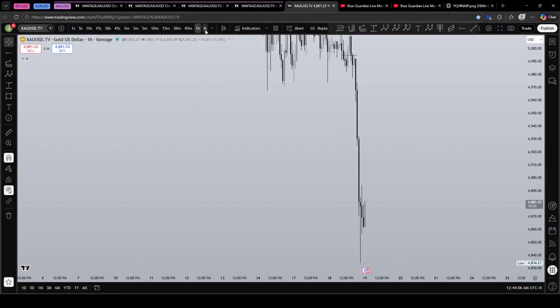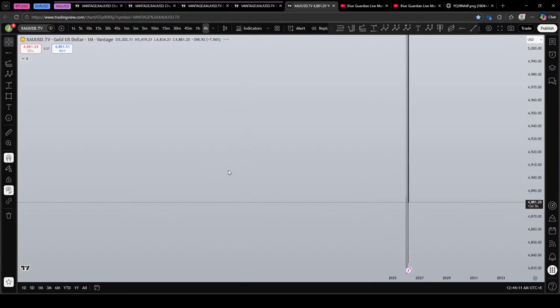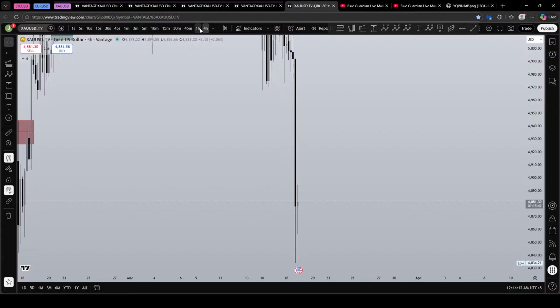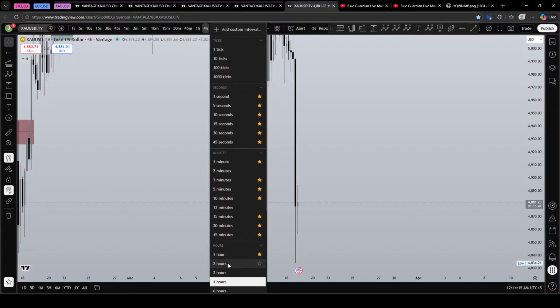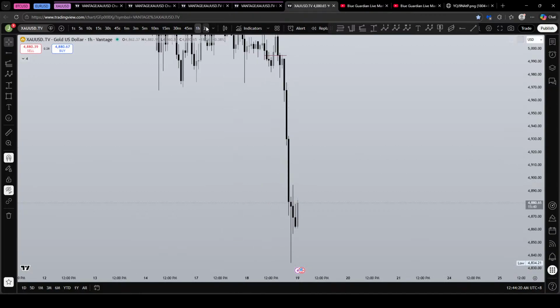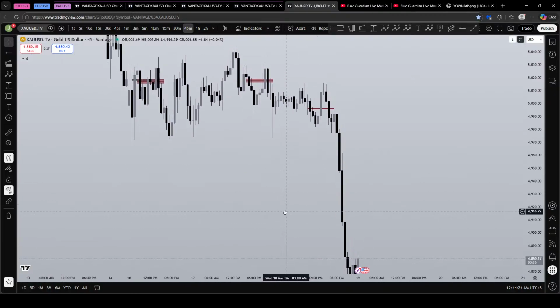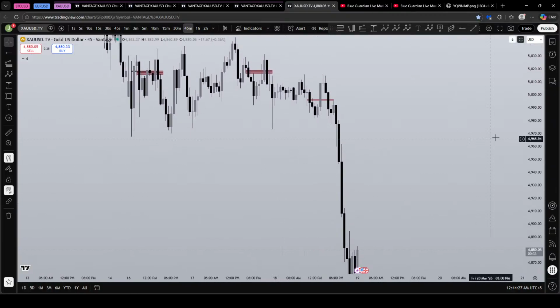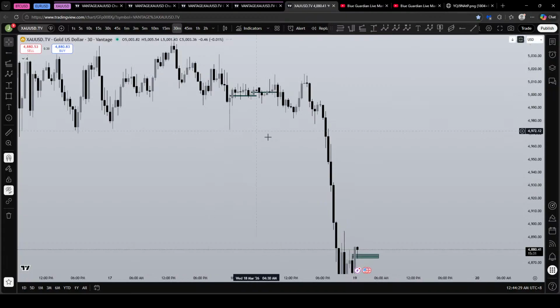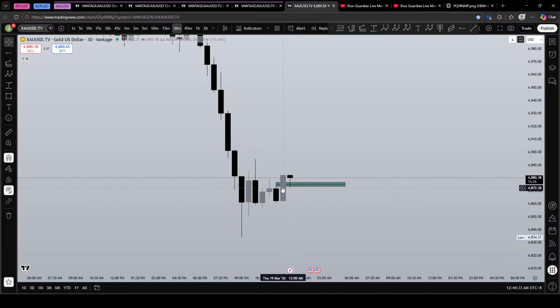4 hours, I mean. There's none, I think, lower than 2.145. There's no valid implied fair value gap. Let's change it to 30. There is an ongoing implied fair value gap here.